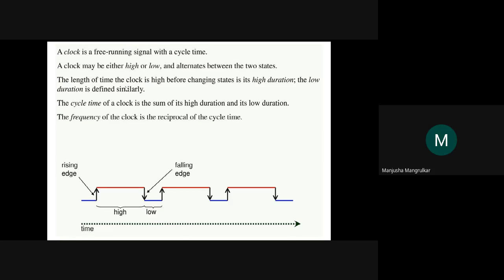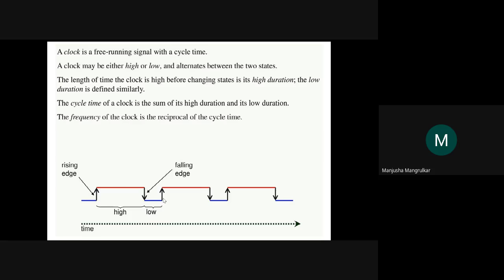The length of time the clock is high before changing state is the high duration, and the low duration is defined similarly. This is called the high duration and the low duration, and this complete high plus low is called one cycle, denoted by time t. The cycle time of the clock is the sum of the high duration and its low duration.